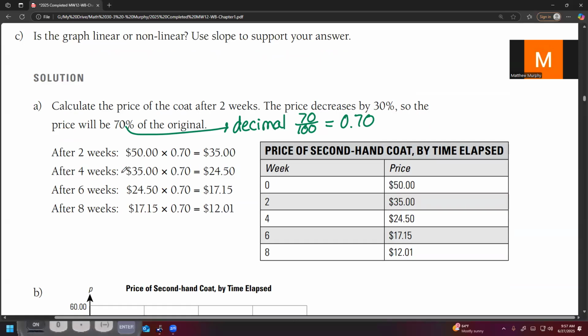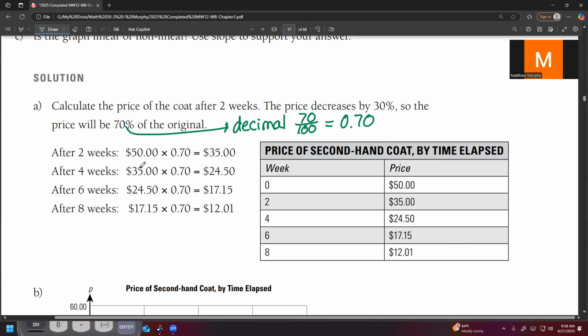Then what you have to do is you got to take that new price, $35, and now after 2 weeks, the new price will be 70% of this price here, not the 50. Okay, that's also a common error. So 70% of $35 is $24.50. And then take that $24.50 after 6 weeks and times it by 0.70. It is now worth $17.15. And then $17.15 times 0.7 is $12.01.